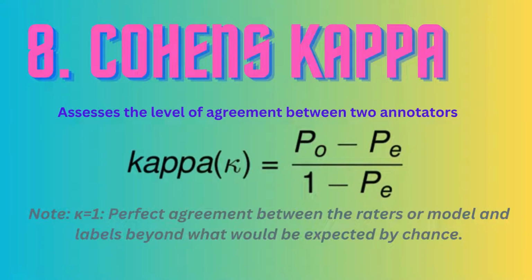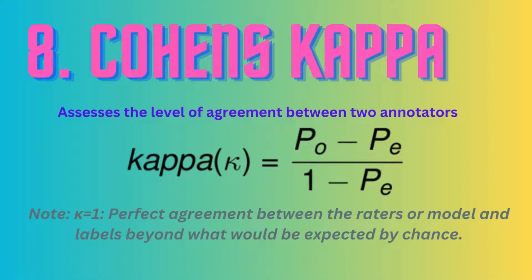Cohen's kappa is a statistical measure that assesses the level of agreement between two annotators, or in the context of machine learning, between a model prediction and the actual label. It takes into account the possibility of an agreement occurring by chance. Cohen's kappa is particularly useful when dealing with imbalanced data sets or when accuracy alone may be misleading.